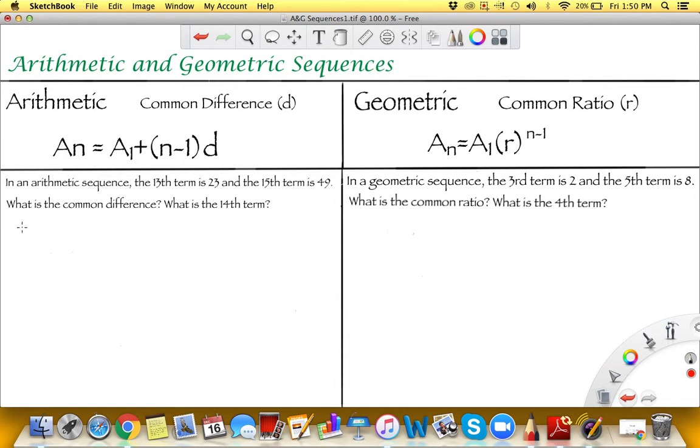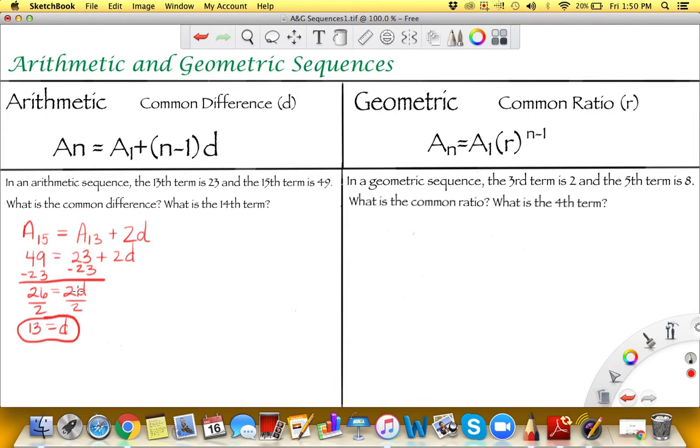So first thing we must do is, in order to find the common difference, they give us the 15th term. So I'm going to say the 15th term is equal to the 13th term plus 2 times the common difference, because the 13th and 15th term are 2 apart. So we're going to substitute 49 for the 15th term, 23 for the 13th term, and then plus 2 times d. So we want to solve for d by subtracting 23 from both sides. We'll get 26 is equal to 2 times d. Then we divide both of those by 2, which gives us 13 equal to d. So that tells us that the common difference is 13.